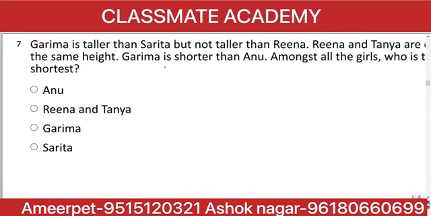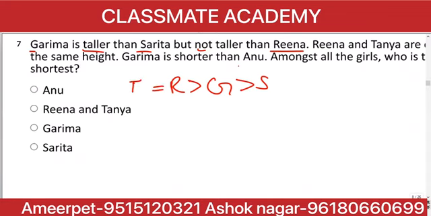Garima is taller than Sarita, but not taller than Reena. So he's saying that Garima is taller than Sarita, but shorter than whom? Reena. So obviously Reena is taller than Garima. Yes or no? Now Reena and Tina are of the same height. So Reena is equal to Tina.